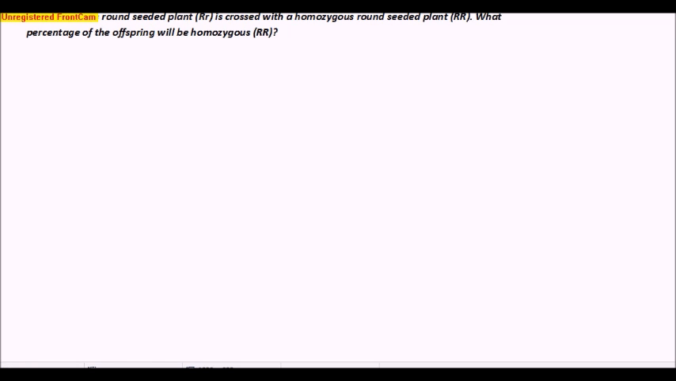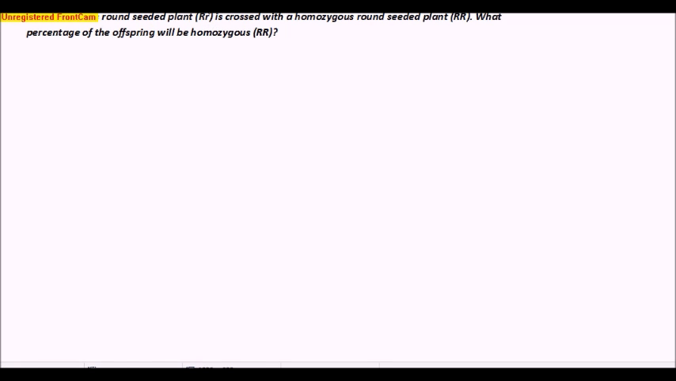A heterozygous round seeded plant. Okay, big R, small r. Obviously, whenever you hear the term heterozygous, you have what we call big R, which is the dominant allele, and small r is the recessive allele. So in the test, this will not be given to you. You will have to know what is heterozygous, homozygous, and so on.